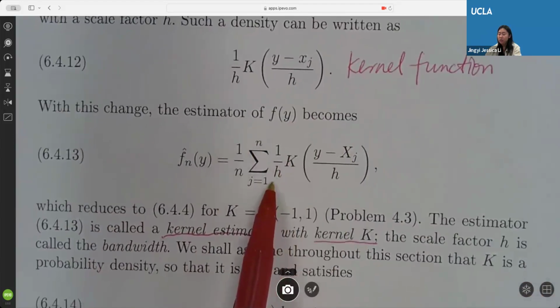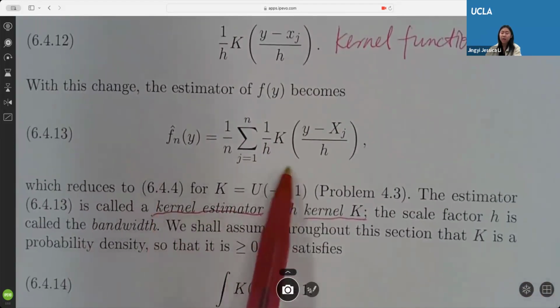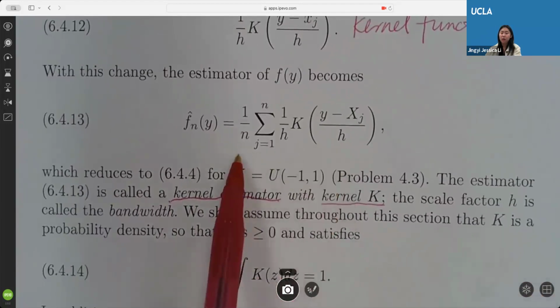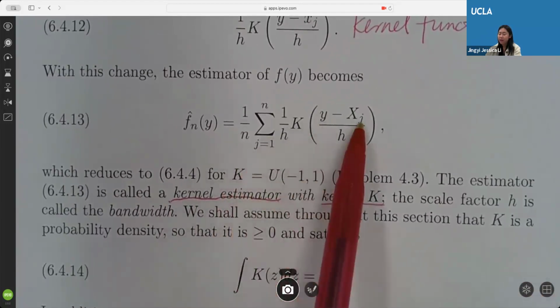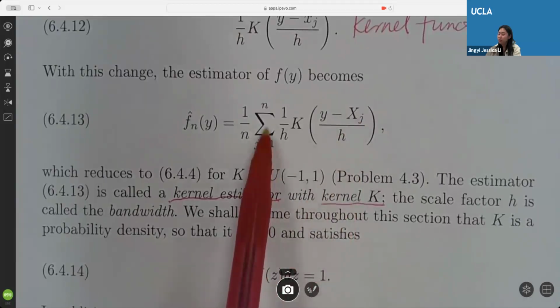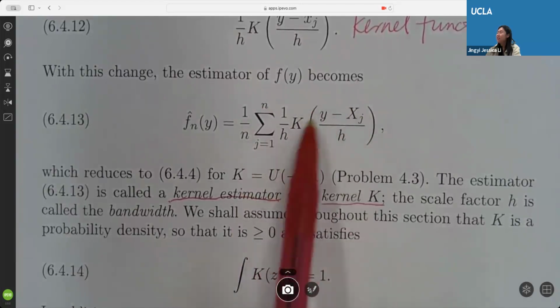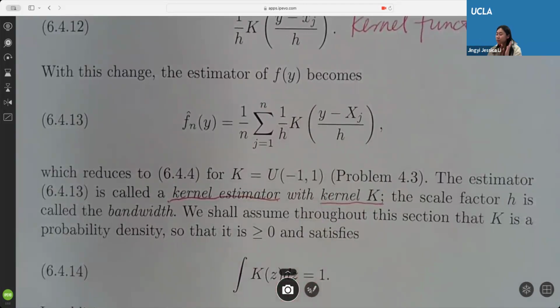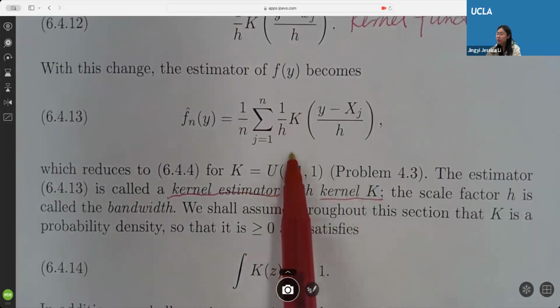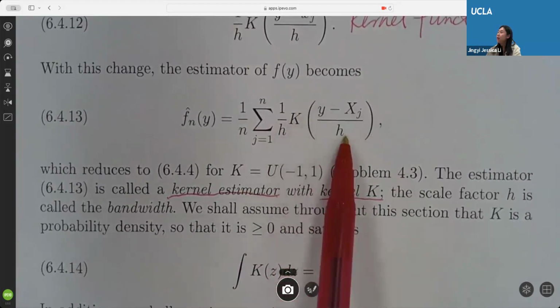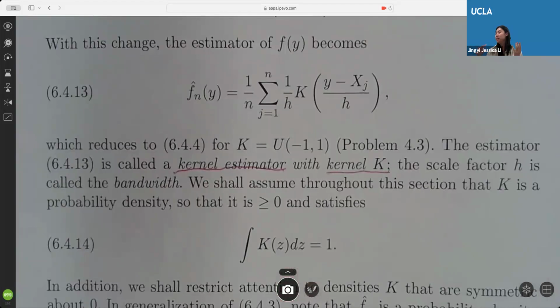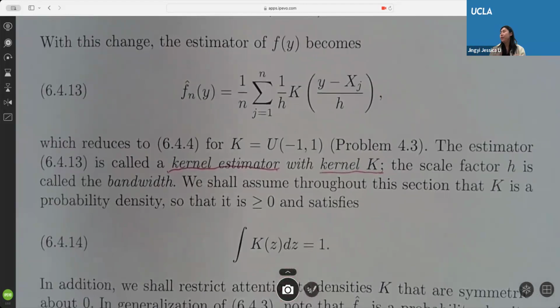Then with this change, you see, the estimator becomes this. That is, you are getting every value in your sample, xj, counted. j goes from 1 to n, and its weight enters this kernel density, depending on how close xj is to y. The closer, the larger the value of K, then the larger the weight. That's pretty much it.